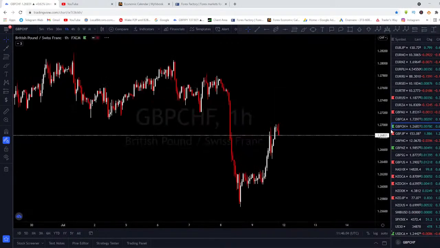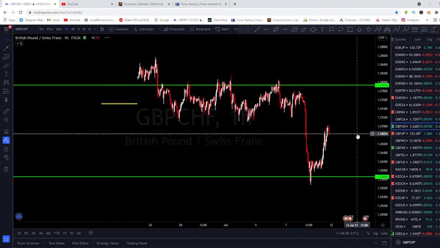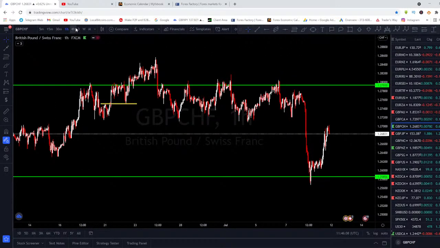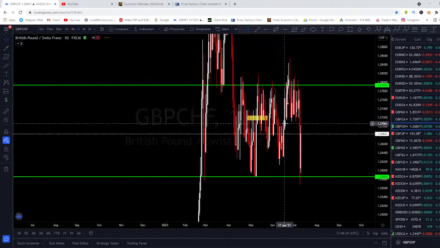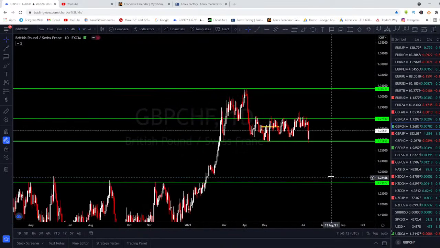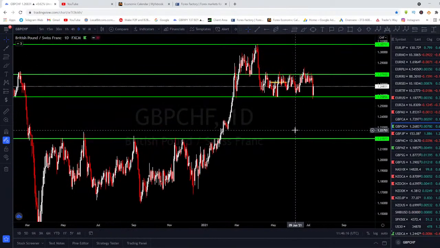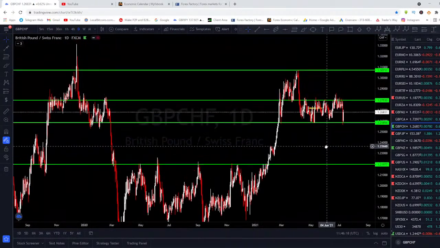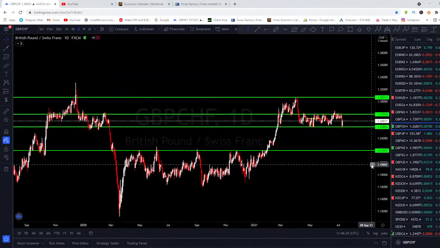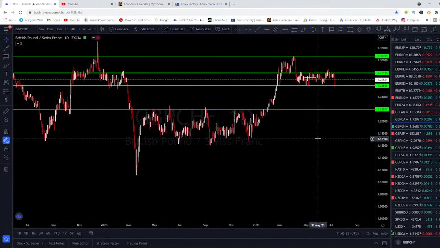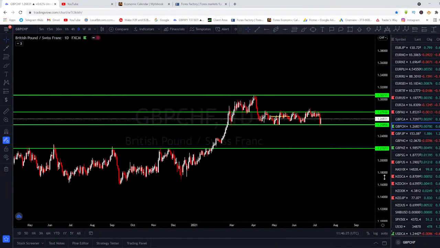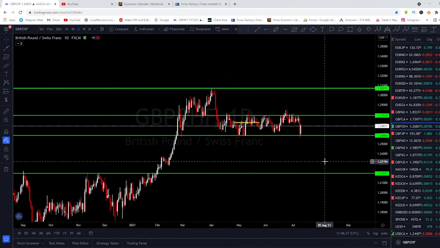So this is GBPCHF right now, and of course I still have my support and resistance. I think I plotted this on the daily time frame. You see my support and resistance. Me personally, I will not be interested in trading this very pair, guys, because I'm not seeing something good happening right here.